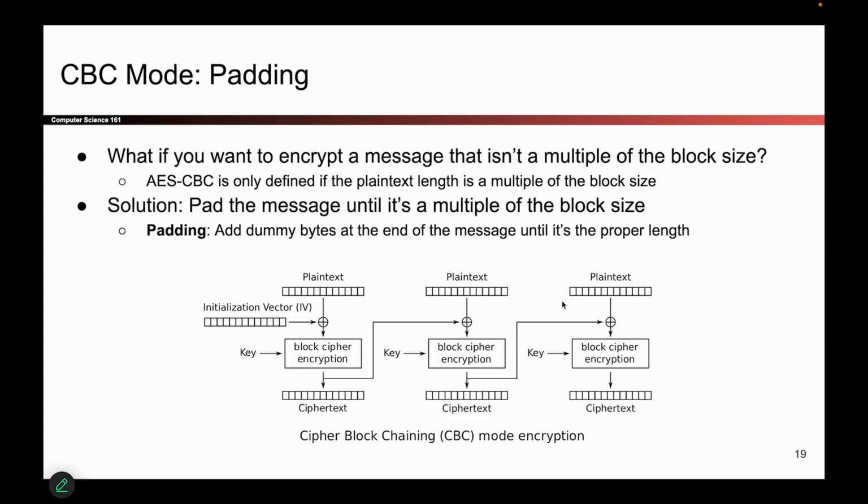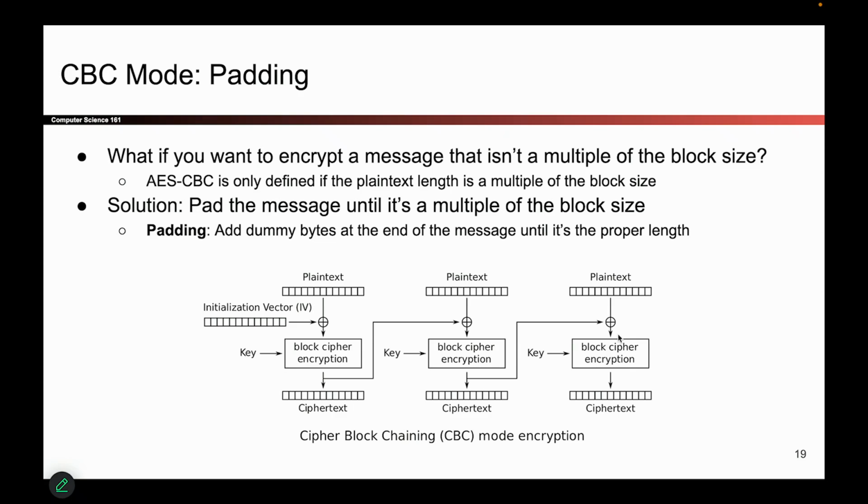So the fix is to add padding bytes at the end of the message. So add a bunch of dummy bytes until the message is the correct length. So in this case, because you have this one lonely byte, you might add 127 more dummy bytes so that now this block is all filled up. It's 128 bytes. You can XOR it with the ciphertext safely. The result is 128 bytes. You can pass it into the encryption.